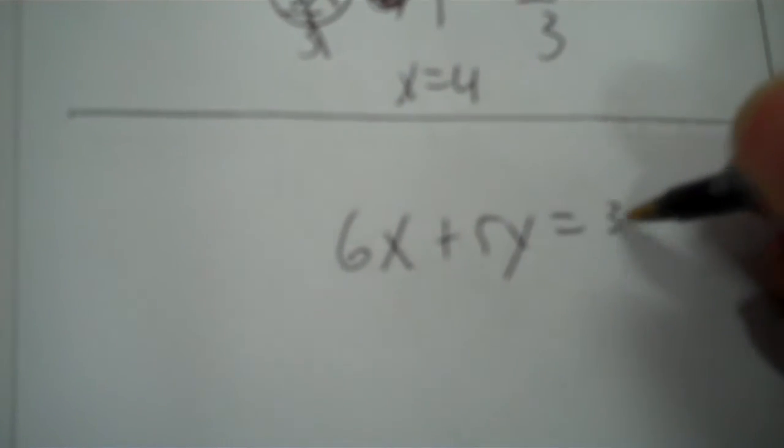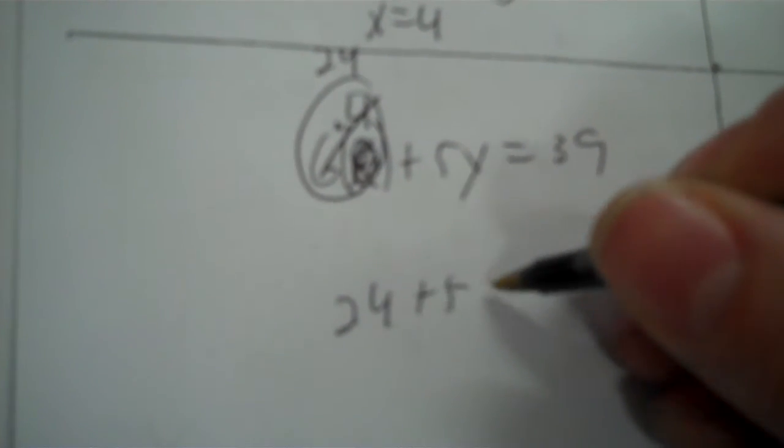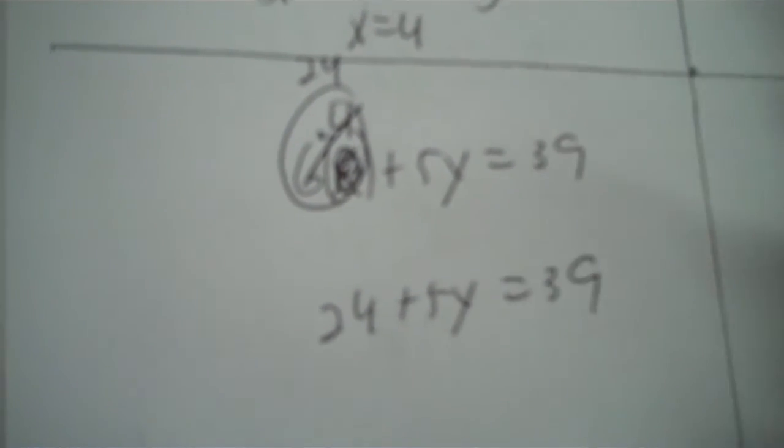Now to find y, we don't have that base equation, so just use your original. 6x plus 5y equals 39. So x equals 4. Now find that product, just like you always do. 6 times 4 is 24. So now I have 24 plus 5y equals 39.